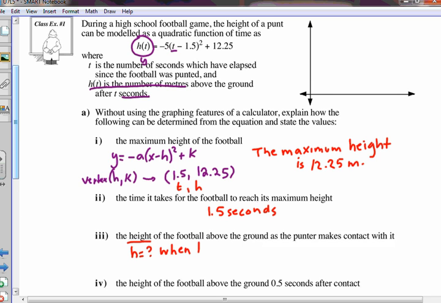So how do we get our height when time equals 0? What can we do? We know time is 0. Plug it in. Plug it into the equation. Why not into the equation? Well, you're going to type it into your calculator too. But so negative 5 times, our time is 0 minus 1.5 squared plus 12.25.